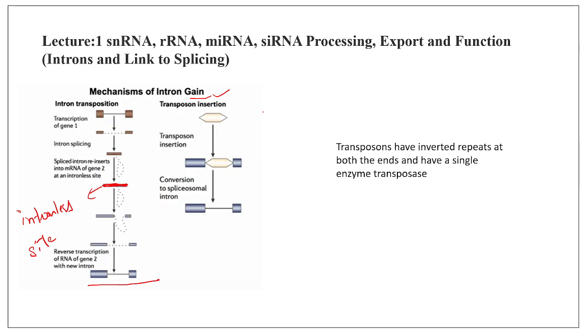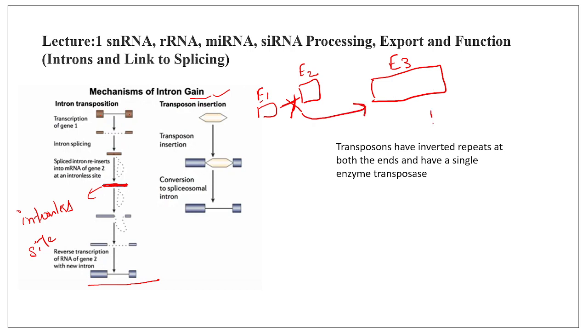Means if this is your exon 1, this is your intron, and this is your exon 2, and this is your intron, and this is another exon 3. What will happen? This intron would be spliced out from here, and this would be inserted here. So now it will become like this. This exon 3 is divided in such a way, let's say exon 3A and exon 3B, and now this intron is inserted. So this is the mechanism of intron gain.